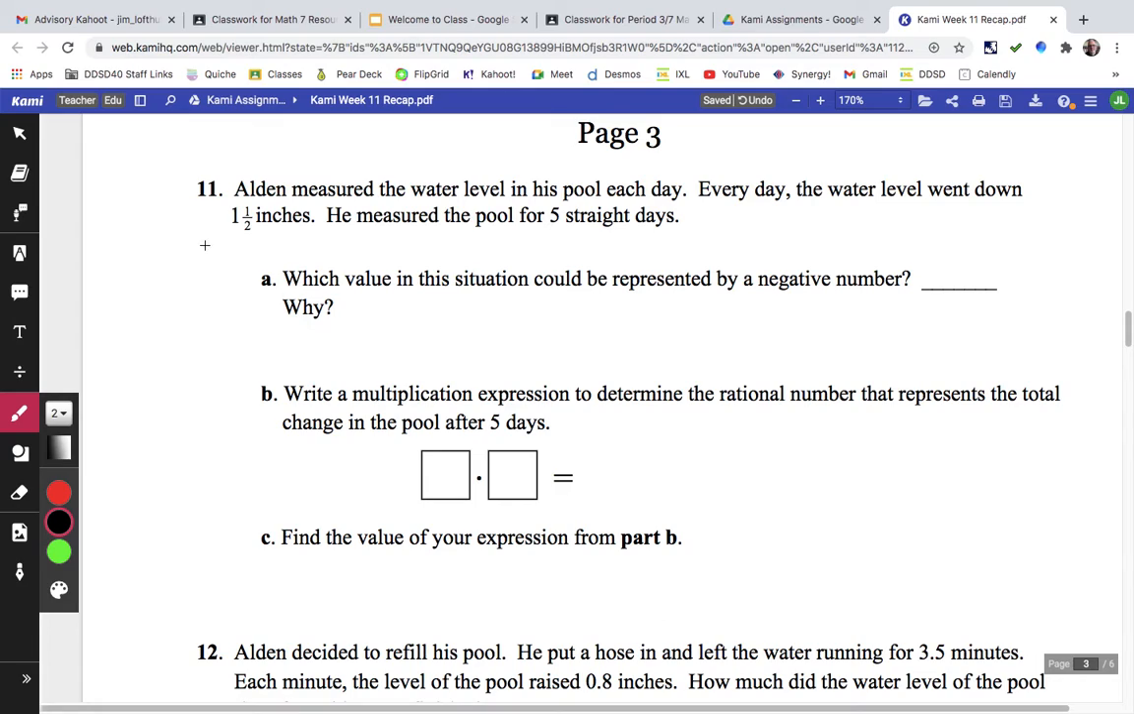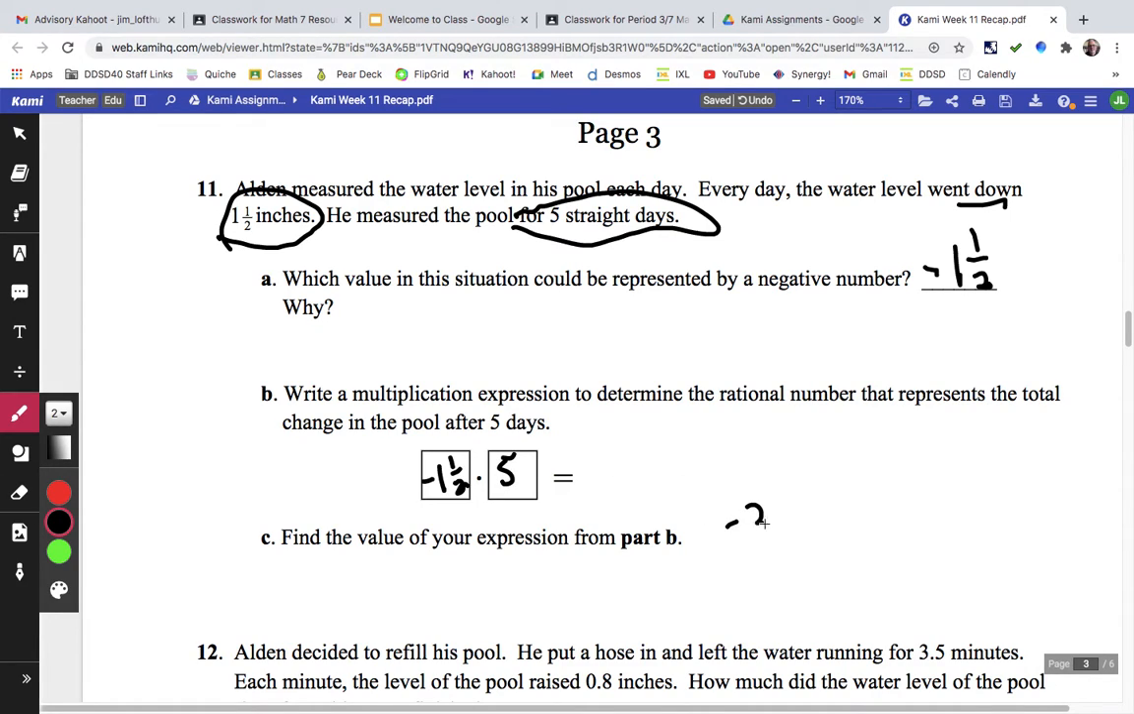For this problem, we looked at 1½ inches and 5 straight days, and reading the problem, it said that the water was going down 1½ inches, so down made it negative. It said which value in this situation would be represented by a negative number, and it would be the -1½ inches. So we write -1½ times 5.